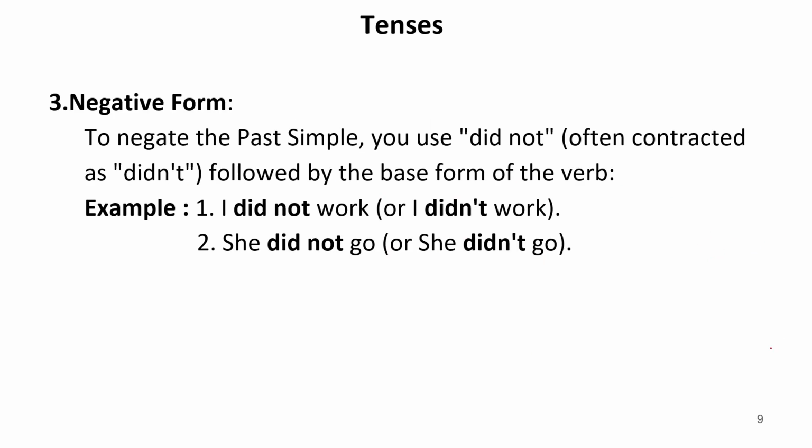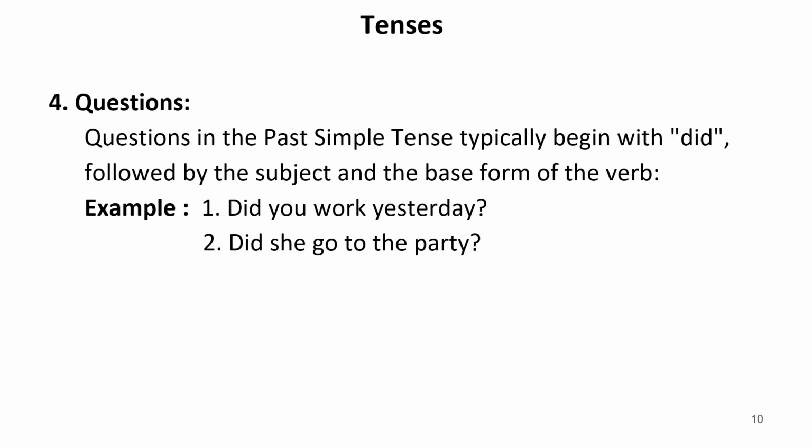To negate the past simple, we use did not. I did not work. She did not work. Again, to make it interrogative, did comes first, at the beginning of the sentence. For example, did you work yesterday? Did she go to the party? Now, I have already told you all these three structures. So, this is called past indefinite tense or simple past tense.